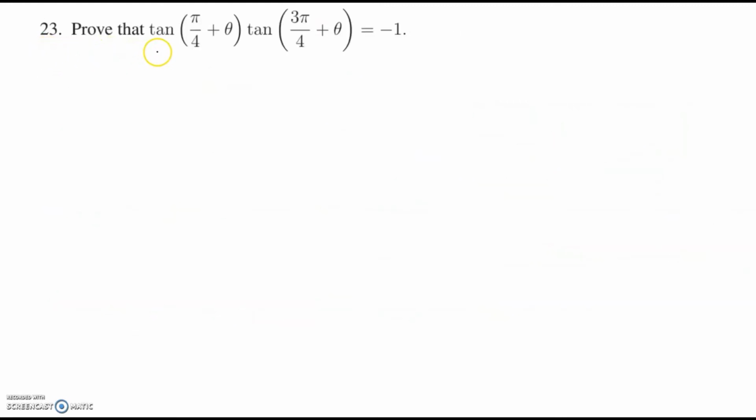Question number 23. Prove that tan of pi by 4 plus theta into tan of 3 pi by 4 plus theta is equal to minus 1.